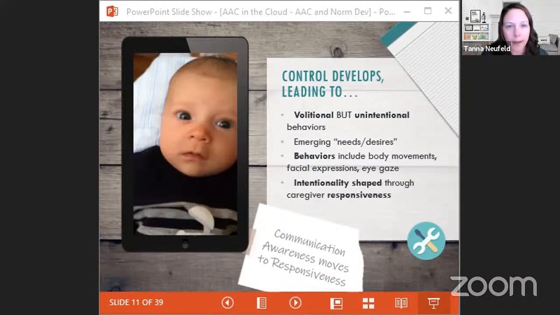So I'm going to go ahead and share another video, and we're going to watch this little guy with some voluntary behavior that remains unintentional at this stage.